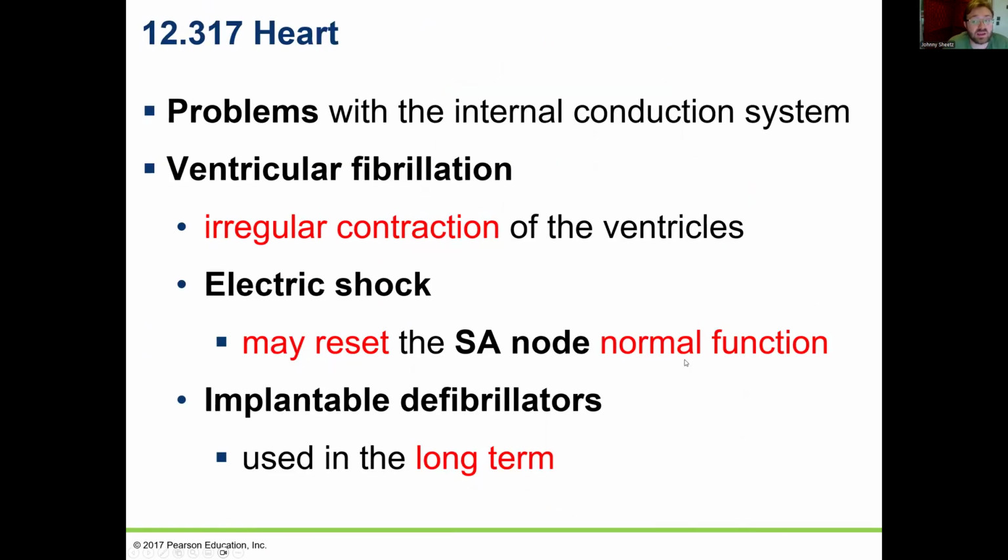Now, disorders of the internal conduction system. One is ventricular fibrillation, which is irregular contraction of the ventricles. This is one of the visible signs of a heart attack. An electric shock can be used to reset the SA node to a normal function. Occasionally, individuals will have a defibrillator planted in their chest that's going to go off in response to this. Whenever it happens, it's a very difficult disease to have.